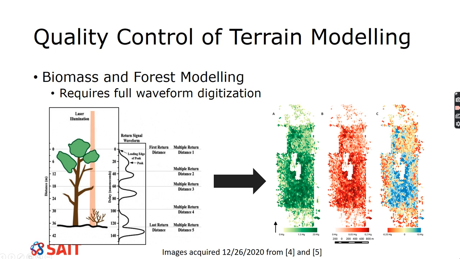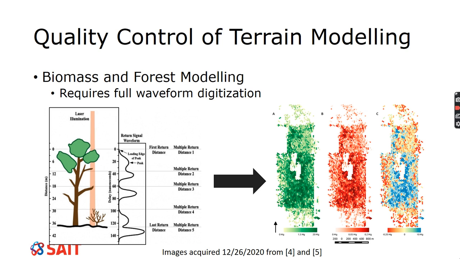The last one for quality control is looking at biomass and forest modeling. So if you were looking at a forest, what are the things you need? Basically, full waveform digitization is needed for really good biomass modeling, because you are trying to figure out how much vegetation is there. You are trying to figure out the types of vegetation that's there. What are the heights of the trees? Because that's also used as a measure for age. How thick are the trunks? All of that really comes down to needing full waveform digitization.